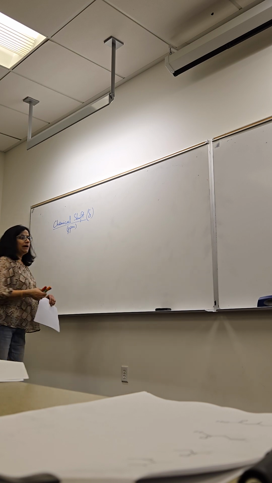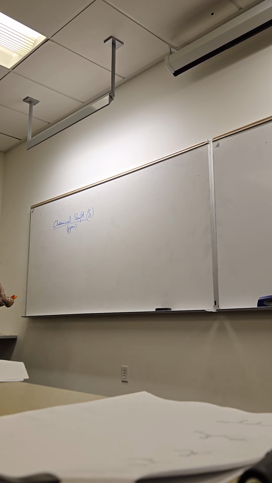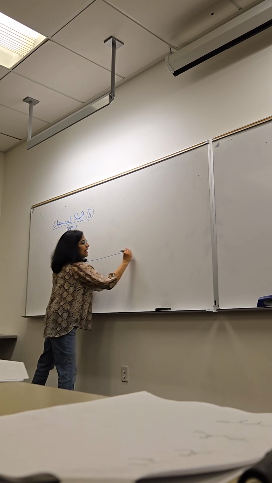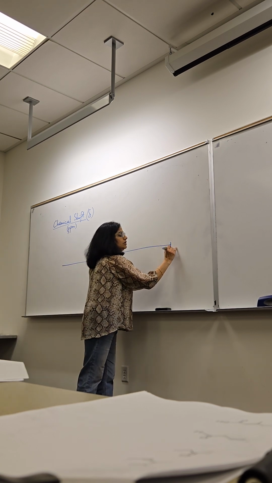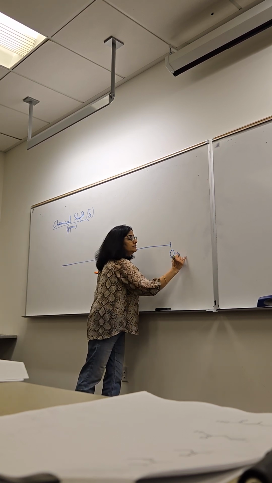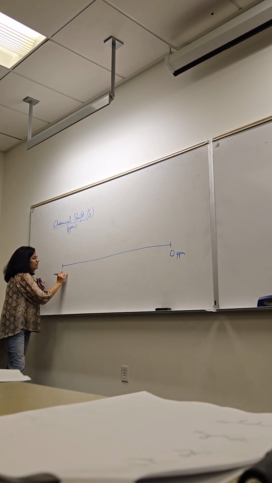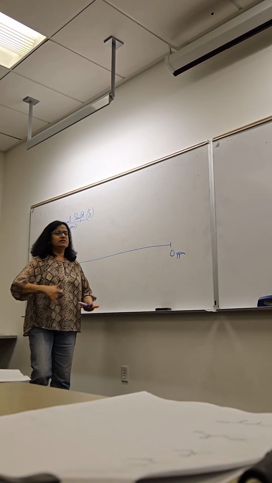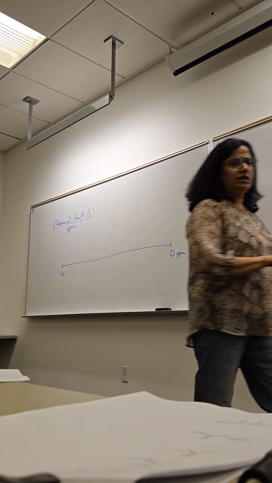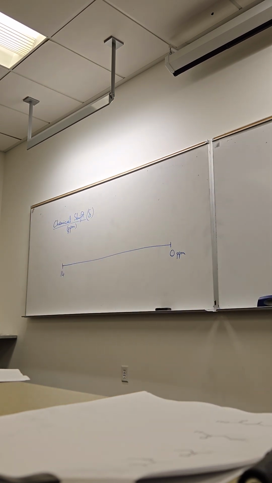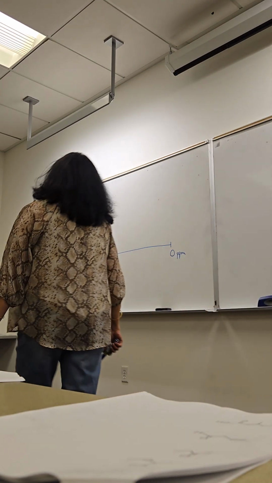Proton NMR spectrum has a range of from 0 ppm to about 14. Very rare to see any proton signal going higher than 14 ppm. Very, very, extremely rare.